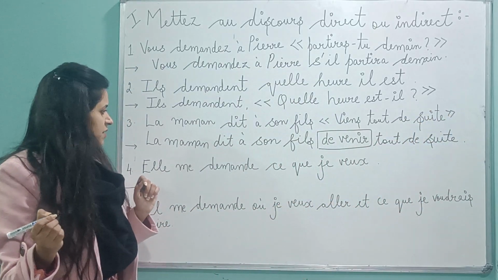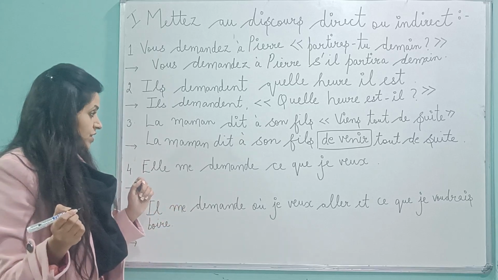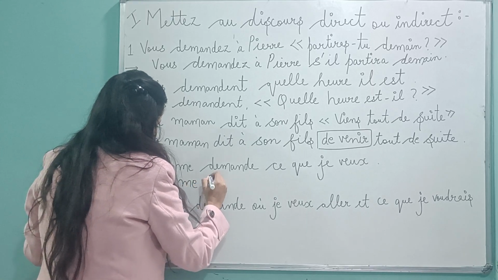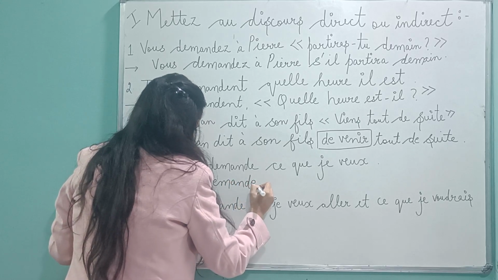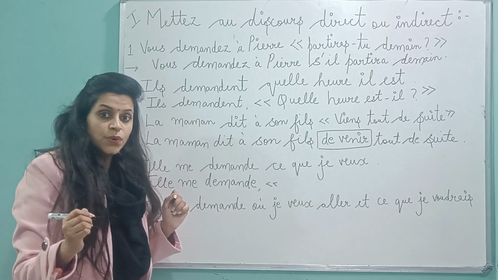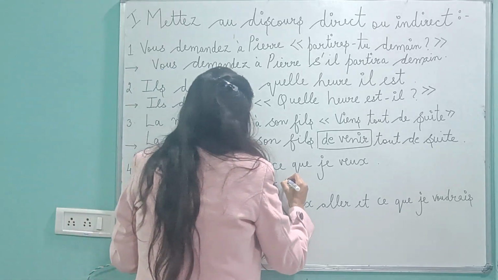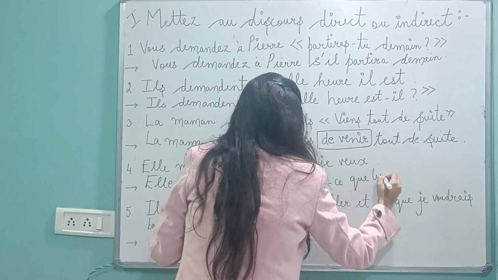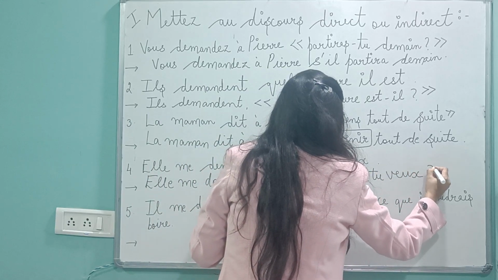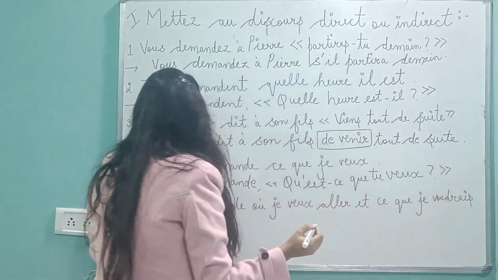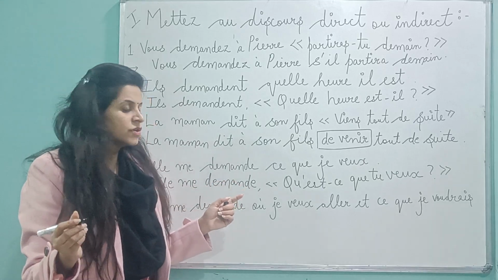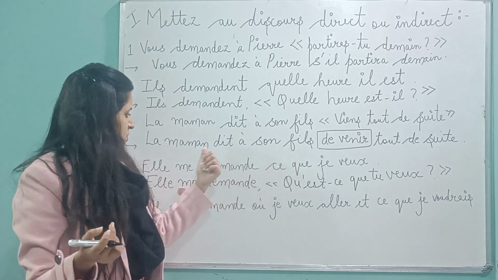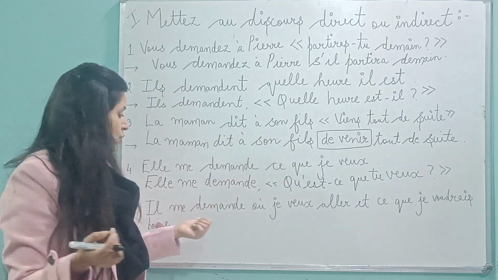Next part, elle me demande ce que je veux. So she's asking me, what do I want? Okay, so when she would have asked directly, how are we going to frame the question? Elle me demande, ce que changes to qu'est-ce que. So we can write qu'est-ce que tu veux? So when she was asking me, elle me demande, she'll ask me, qu'est-ce que tu veux? Elle me demande ce que je veux. So elle me demande, qu'est-ce que tu veux?